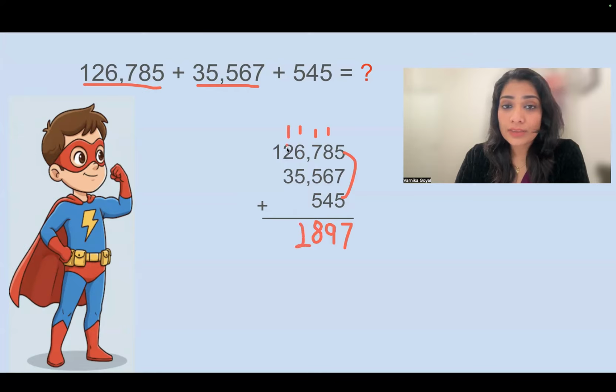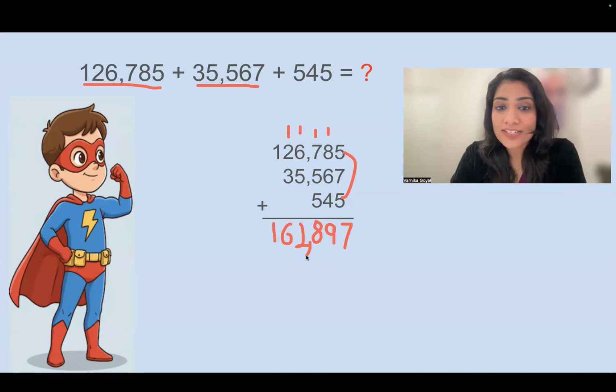2 plus 1, 3, 3 plus 3, 6. 1 as it is. So our answer is 162,897. Now we have amazing superpowers. You guys can add as many numbers as you want, and no matter how big they are, you have the power to solve them all.